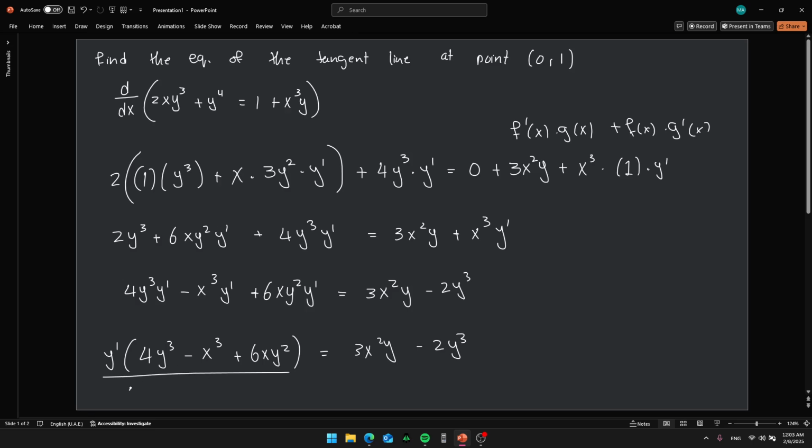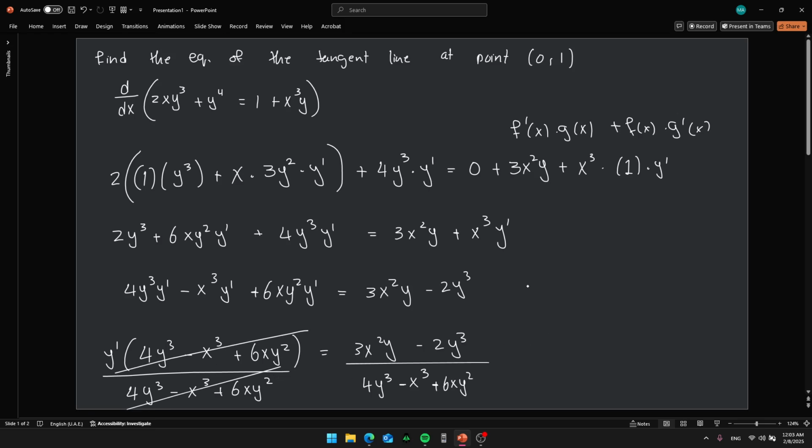Now let's divide both sides by 4y cubed minus x cubed plus 6xy squared. So these will cancel out. So y prime equal 3x squared y minus 2y cubed over 4y cubed minus x cubed plus 6xy squared.